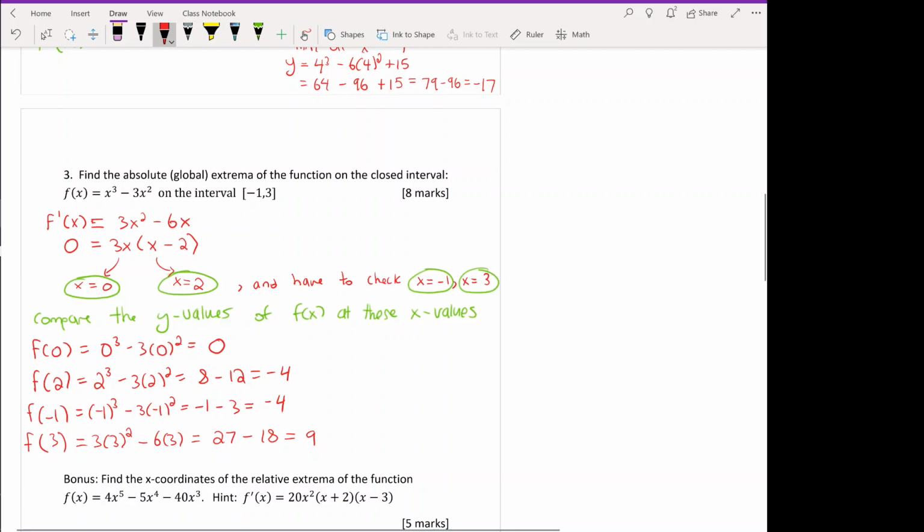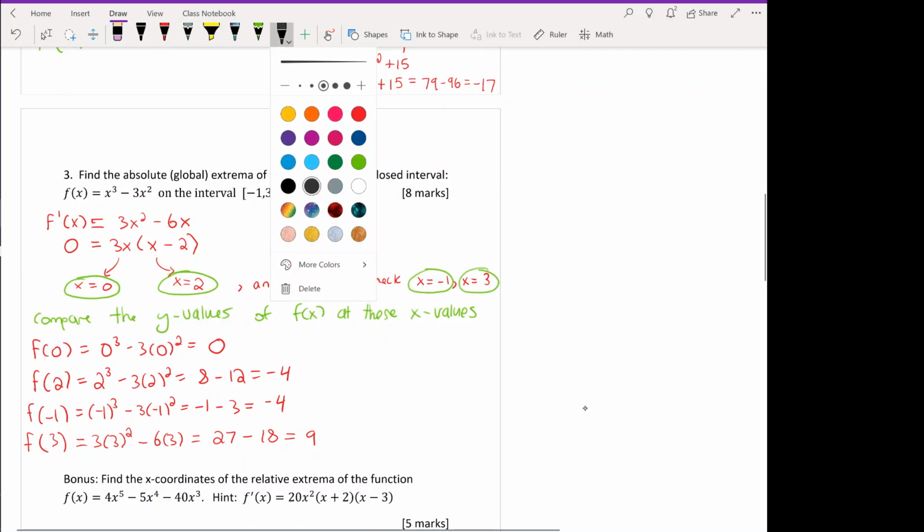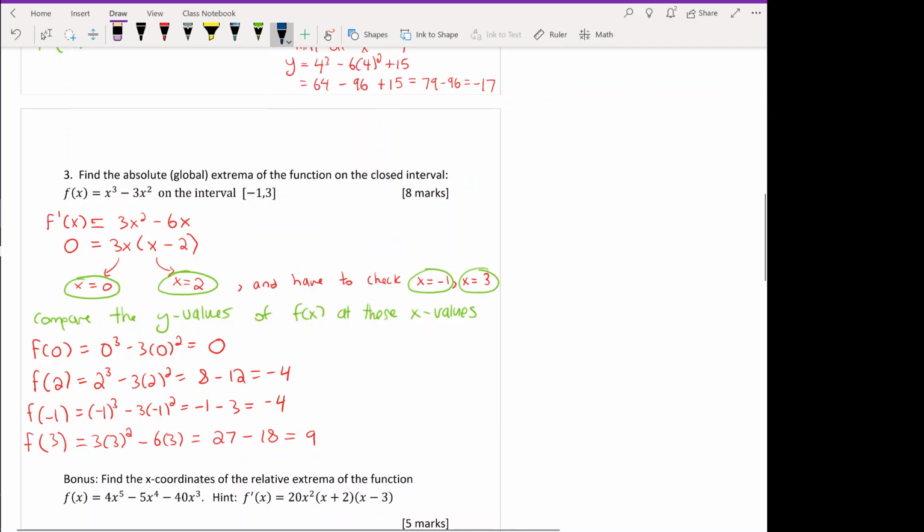Now, we're almost done. The next step is to make a statement about what this means. The lowest y value is our global min. So there's a tie: 2 comma negative 4 and negative 1 comma negative 4. And then the global max, we have 1. There's no tie. It's just global max at the coordinate 3 comma 9.